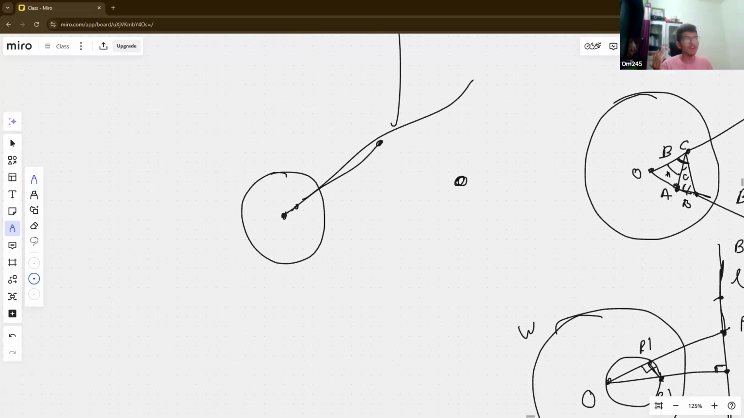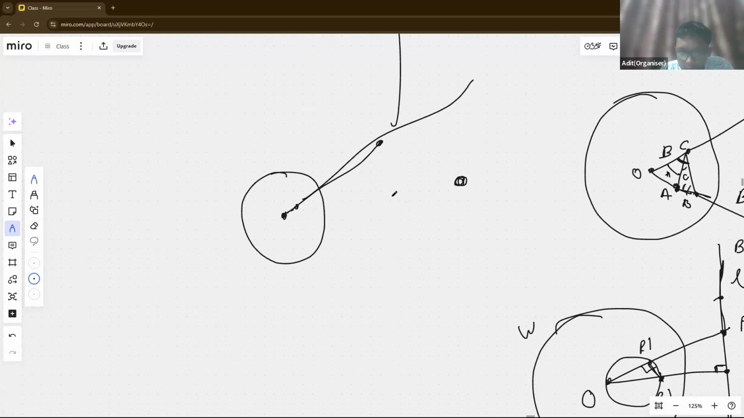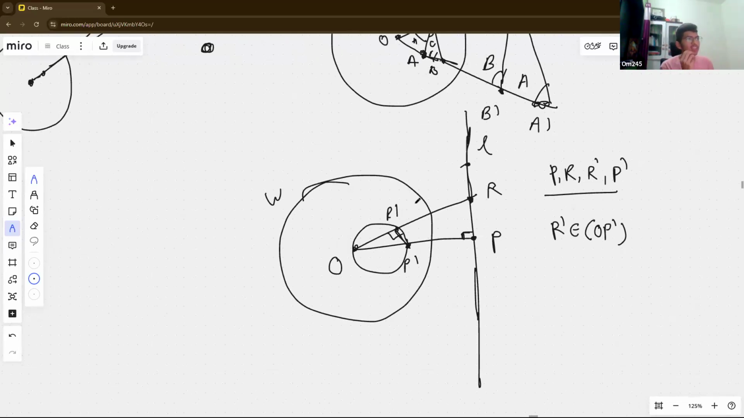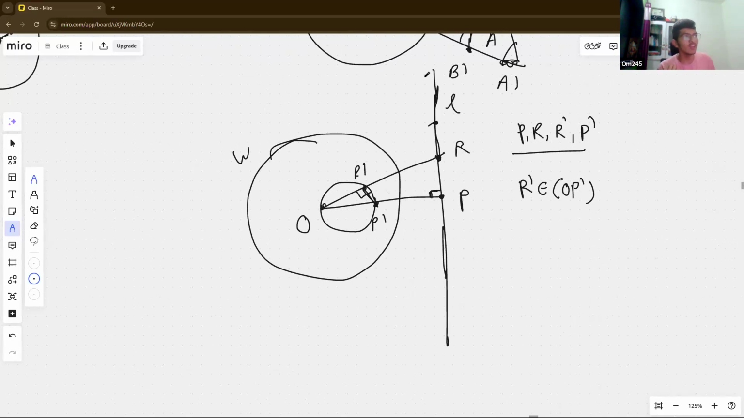There will be some point which will invert to O. O doesn't have an image, basically. Okay. Except O, all of the points have an image. Yes. So first of all, notice this line goes to a circle. It's not that interesting, but now we will reverse the thing.